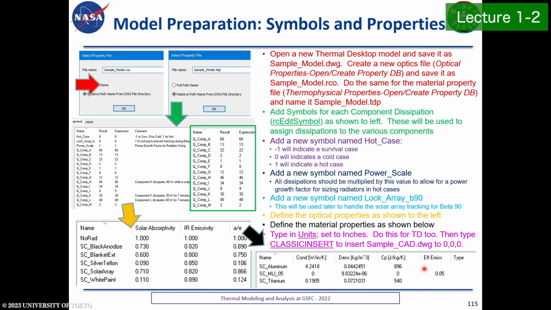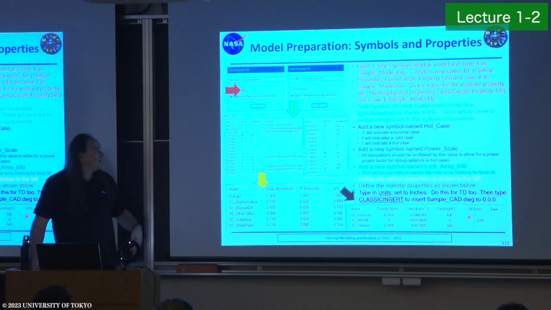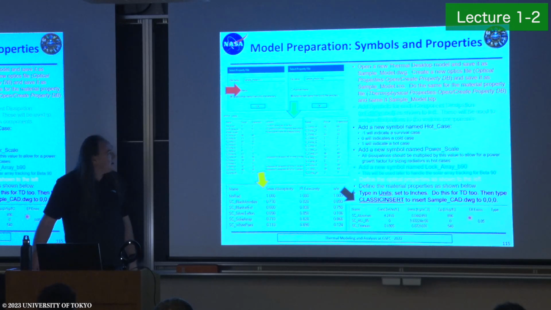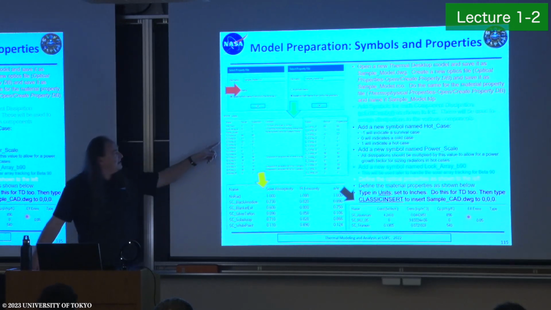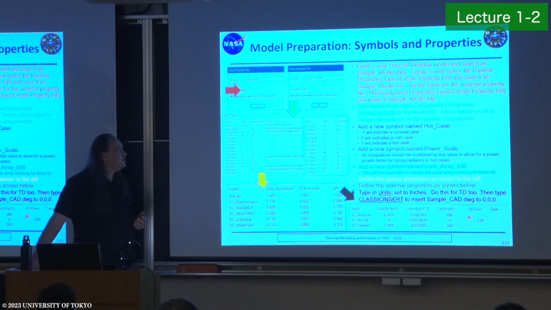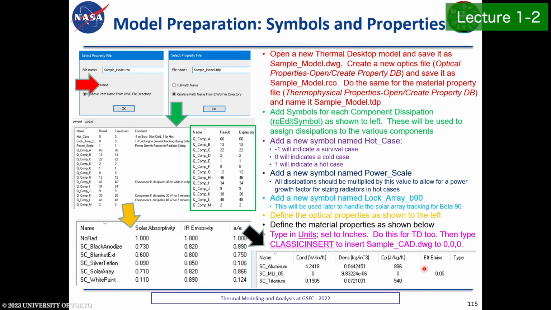And then you're probably thinking about, well, what are the variables that I'm going to have? So you want to define some symbols. All of my component dissipations are going to be variables. So I've got Q for component A all the way down through M. And then I had 3 other cases here. I've got a hot case flag, which I can then use to change whether I have hot dissipations, cold dissipations, no dissipations.